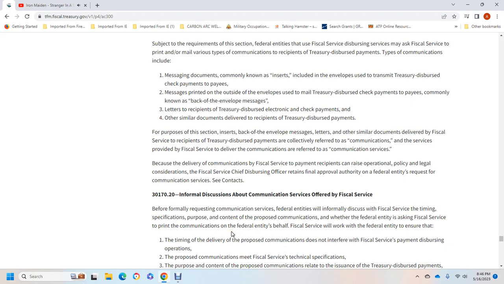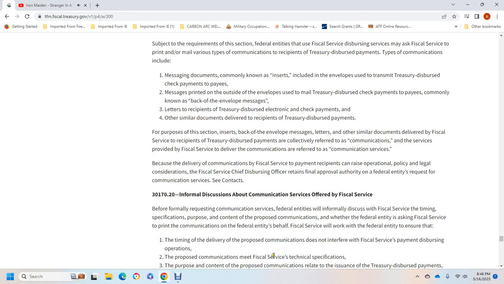3.17.020 Informal discussions about the communications. Before a formal request for communications, the federal entity will inform the official service of the timing, specification, and purpose of the proposal, and whether the federal entity is asking officials to permit the communication on behalf of the federal entity. Officials will work with the federal entity to ensure that timely delivery of the proposed communication does not interfere with the official service payment disbursement operations.